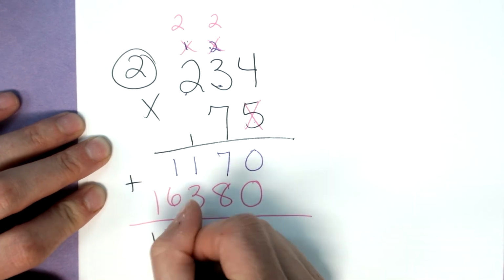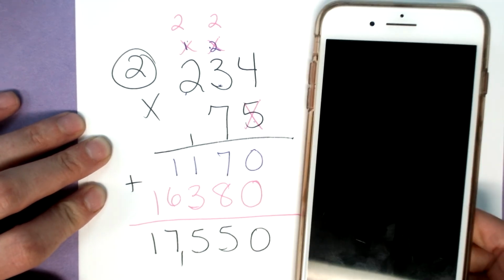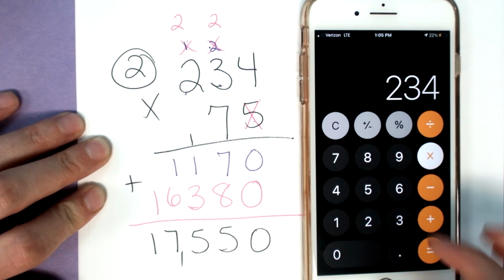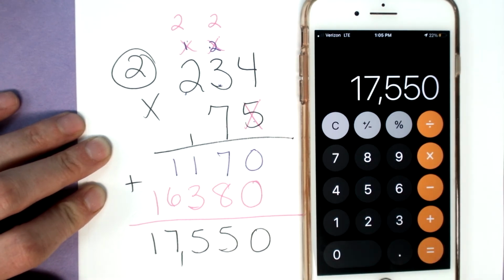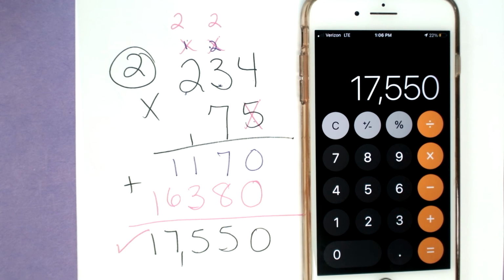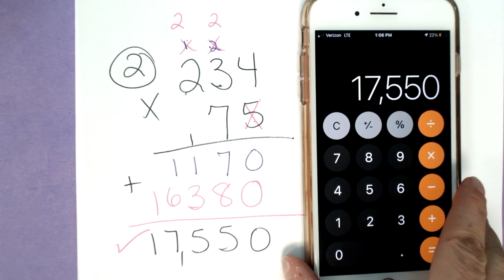Okay, let's make sure we have the right answer. 234 times 75. Did we do it right? We did. Awesome work. Always check your work to make sure you're doing it right. All right, let's go ahead and do number 3.